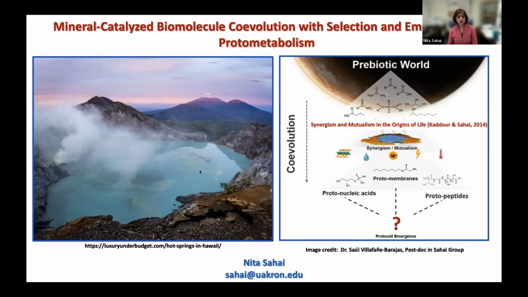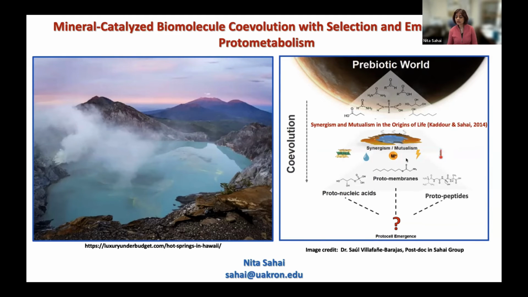So here's a picture of a Hawaiian hot spring. It'd be nice to be out there right now, but the idea is a surficial environment, most likely a volcano sticking out of the ocean somewhere, whether or not there were early continents. So this idea of synergism and mutualism in the coevolution of biomolecules was proposed. We proposed that some 8 years ago.